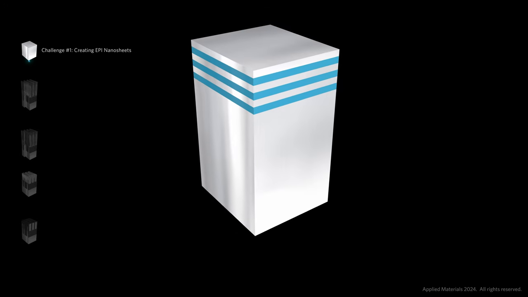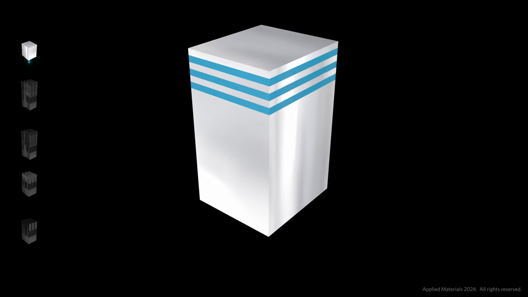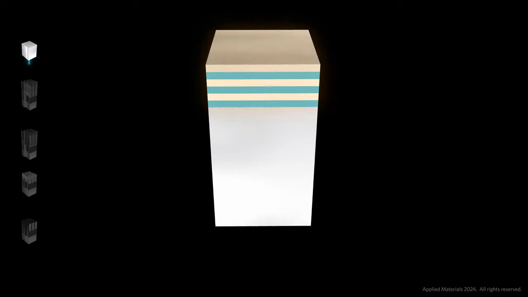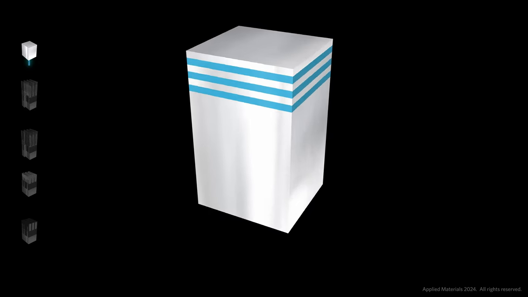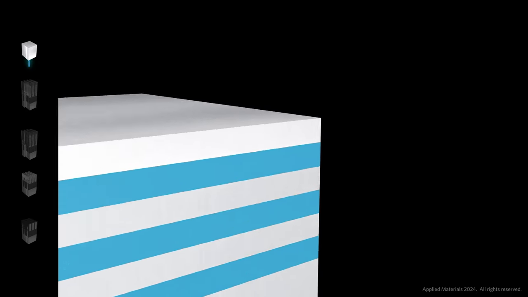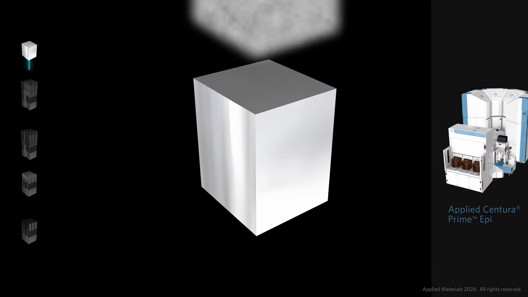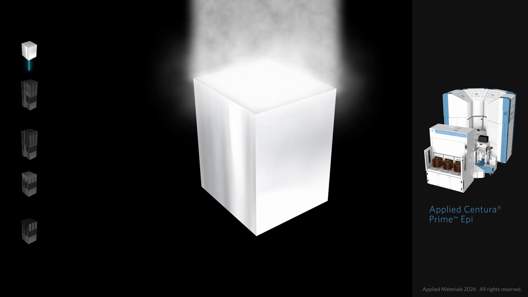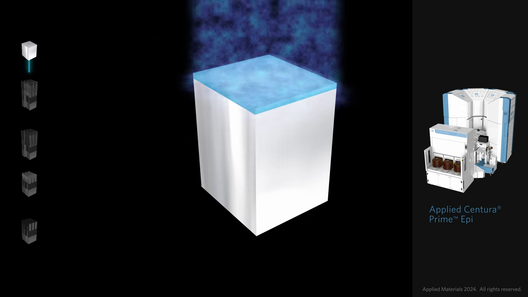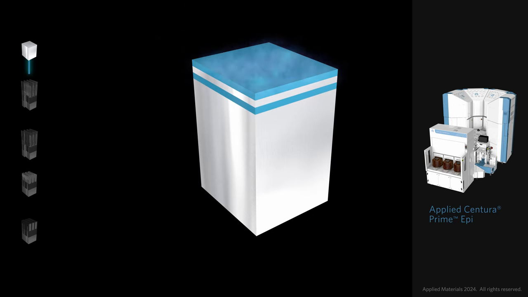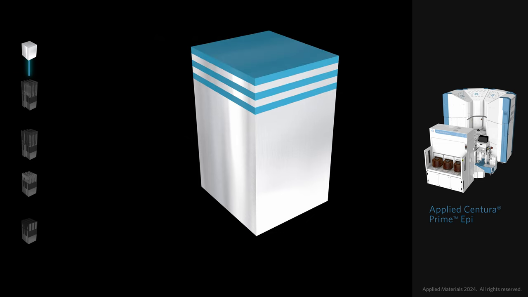The first materials engineering challenge is creating the gate-all-around transistor's new stacked nanosheets, which will be further modified to form the billions of current-carrying silicon nanosheets inside each chip. The stacked nanosheets are formed by using epitaxy to deposit alternating layers of silicon and sacrificial silicon germanium, each only about 35 atoms thick. First, Applied's Centura Prime Epi system pre-cleans the silicon wafer to remove contaminants that can hinder epitaxial growth. Then, the system uniformly deposits the silicon and silicon germanium layers with uniformity of at least 99%.